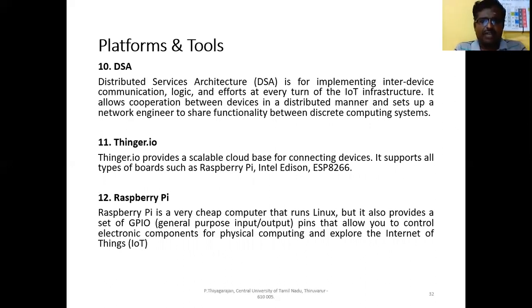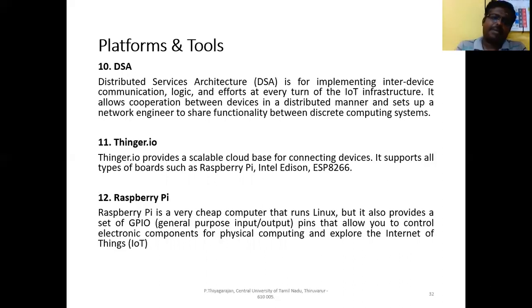Next, we have the prominent platform Thinger.io. It mainly provides a scalable cloud for connecting devices. We'll see extensively how the cloud, IoT, and analytics are all related in the next webinar. Thinger.io will always provide scalable cloud services for IoT devices. It also supports Raspberry Pi, Intel Edison, and other platforms.